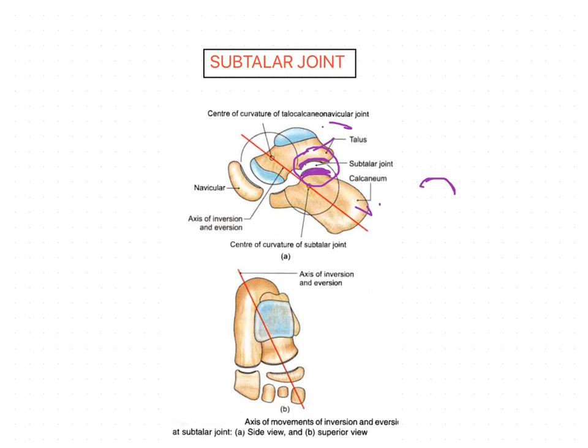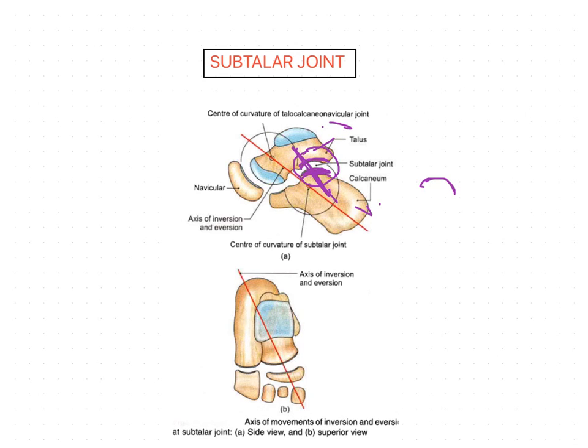Okay, if you see the medial talocalcaneal ligament, it stretches from the medial tubercle of the talus to the sustentaculum tali, like this. And the interosseous talocalcaneal ligament stretches between the talus and calcaneum. Okay. So this is about the ligaments of the subtalar joint.